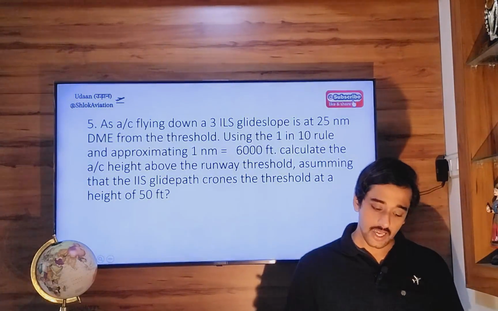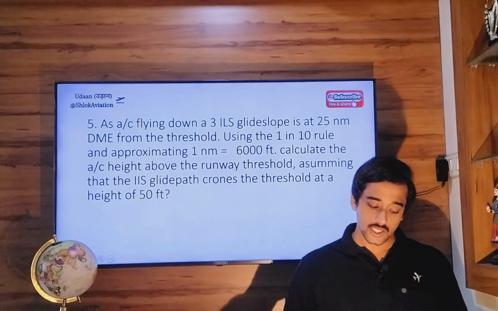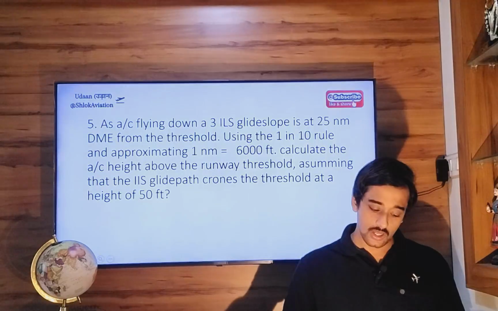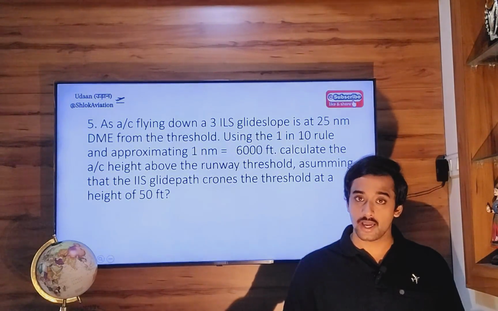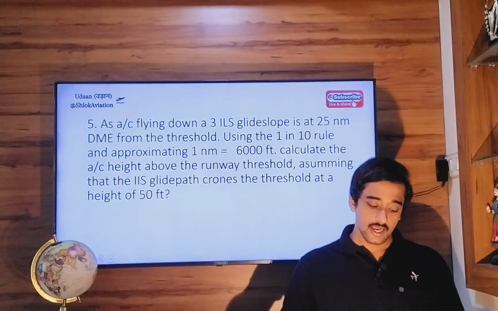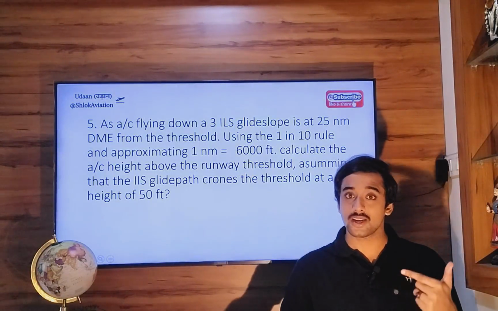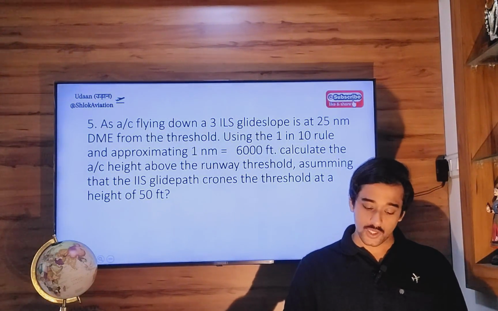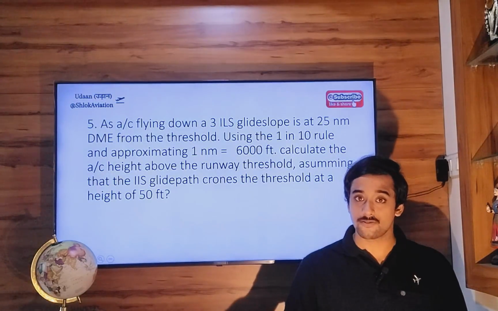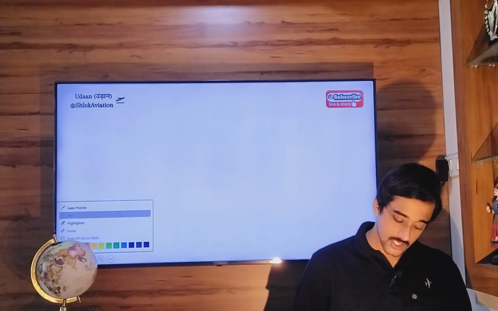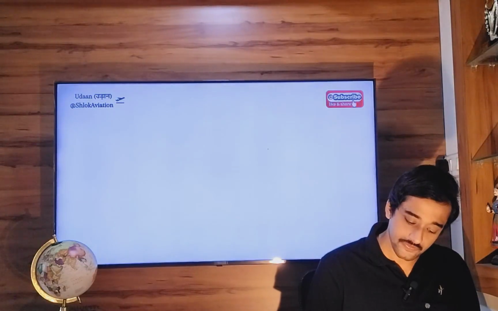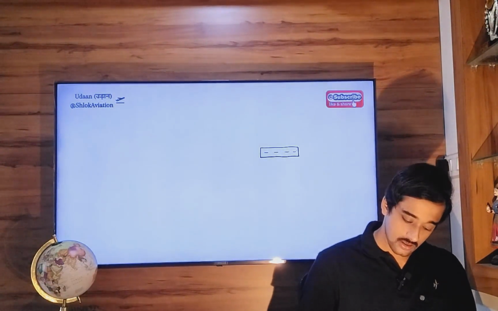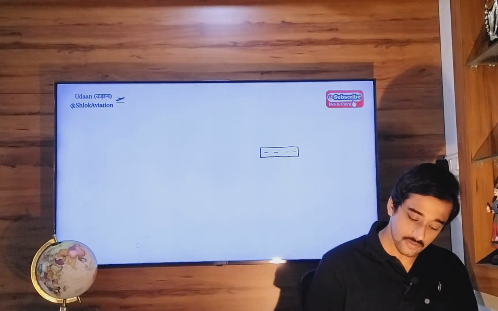Next, an aircraft flying down a 3-degree glide slope is 25 miles away from the threshold. Using the 1 in 60 rule at an approximation of 1 mile equals 6,000 feet, calculate the aircraft height above the runway threshold, assuming that the ILS glide path crosses the threshold at a height of 50 feet. Okay, so this is your runway. This is the horizontal datum.